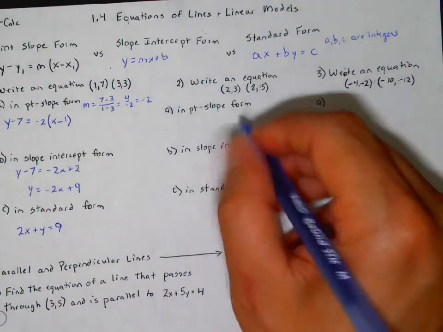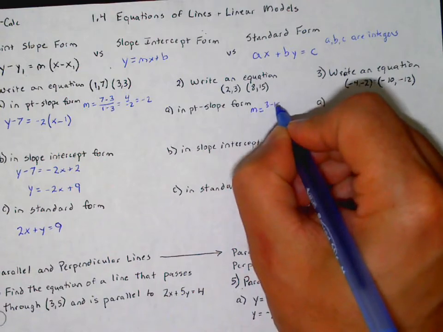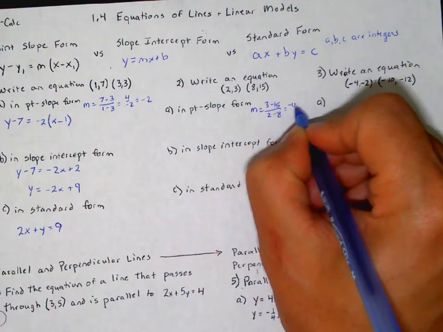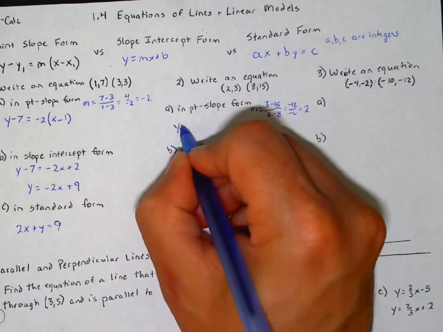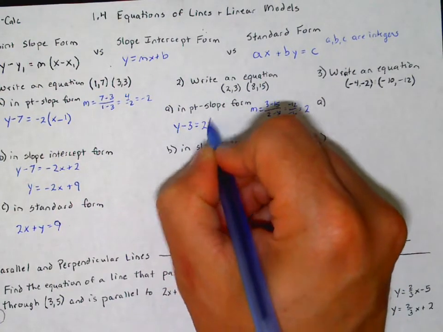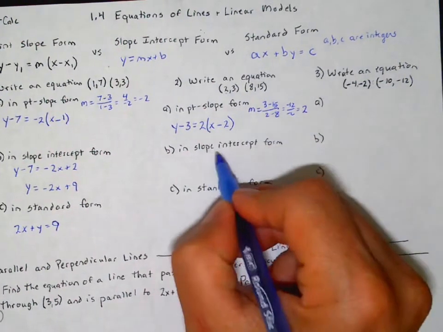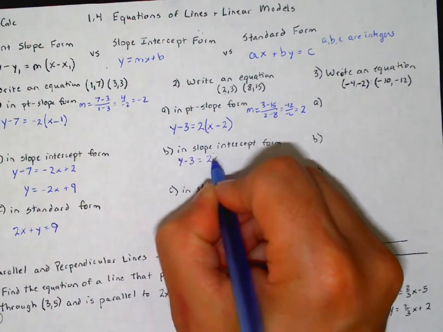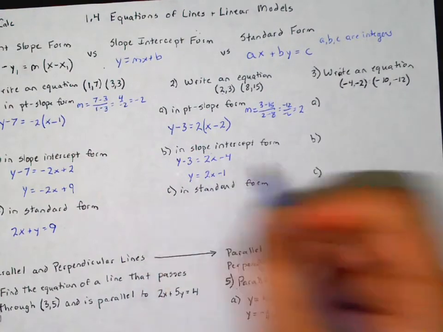Okay, welcome back. First thing we find is slope. So 3 minus 15 over 2 minus 8, which comes out to be -12 over -6, which is 2. So we have y minus 3, I'm just going to take the first point again, is equal to our slope of 2 times x minus the x of 2 up there. To get it in slope intercept form, we distribute it through. So 2x minus 4, add the 3 over. y is equal to 2x minus 1.